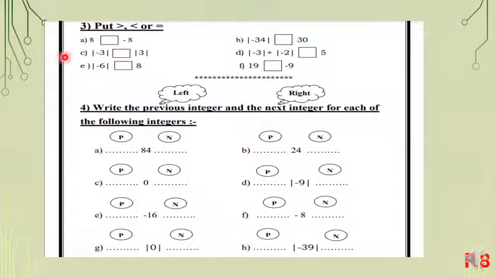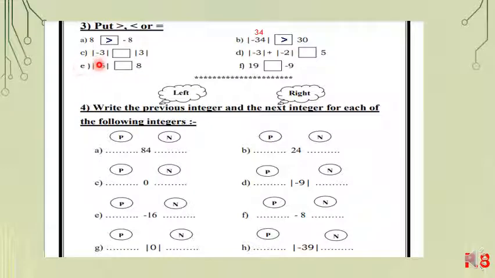Page 8, number 3. Put bigger than, smaller than, or equal. Letter A, we have 8, and the other side, negative 8. Of course, 8 is bigger than negative 8. Letter B, absolute value of negative 34. The other side, I have 30. So I must solve this first, which means 34. So, absolute value of negative 34 is bigger than 30.